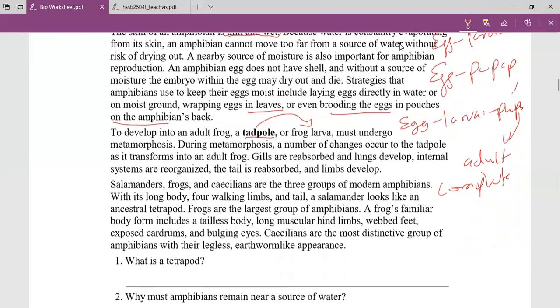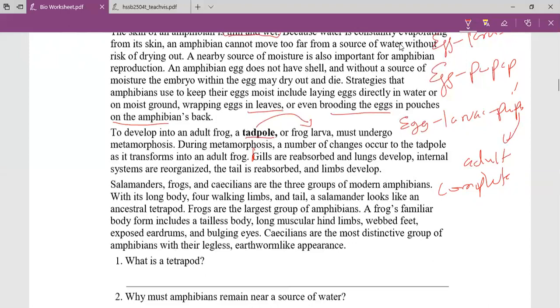Is that understood? So during metamorphosis, a number of changes occur as the tadpole transforms into an adult frog. Now you need to understand this concept very well. The gills are reabsorbed and lungs develop. So if someone asks you to describe what changes take place in the tadpole when it becomes an adult, the gills are reabsorbed and the lungs develop. The gills will be taken back, they won't have the gills again, and they will have lungs instead.